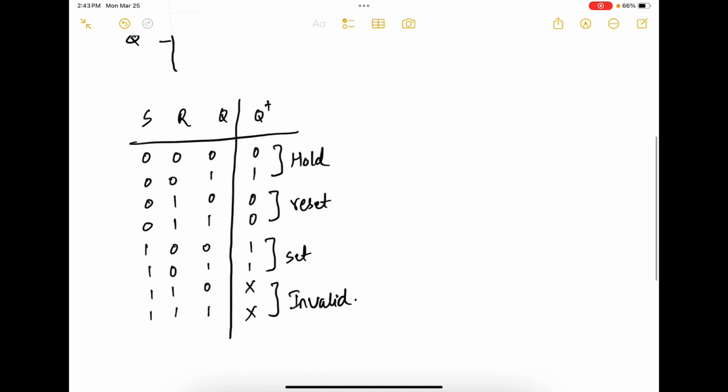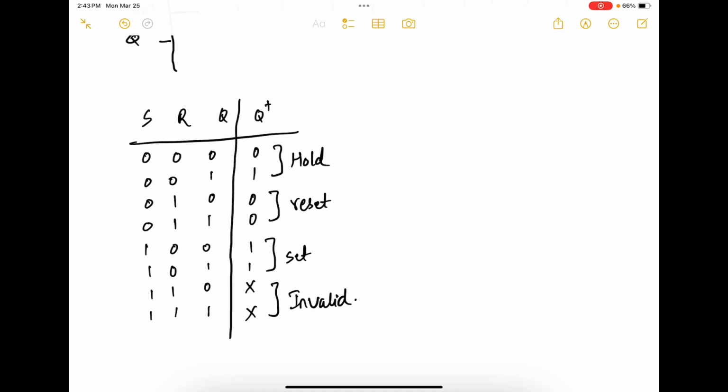First thing is draw the truth table for the SR latch. You know that when S equals 0, R equals 0, it's basically going to hold the value. So if Q is 0, Q plus will be a 0, and if Q is 1, Q plus will also be a 1. When R is 1 and S is 0, it's going to reset the value. When S is 1 and R is 0, it's going to set the value. And when S equals 1 and R equals 1, it's invalid. We don't care about what the output is, and such inputs should not even be given to the circuit.